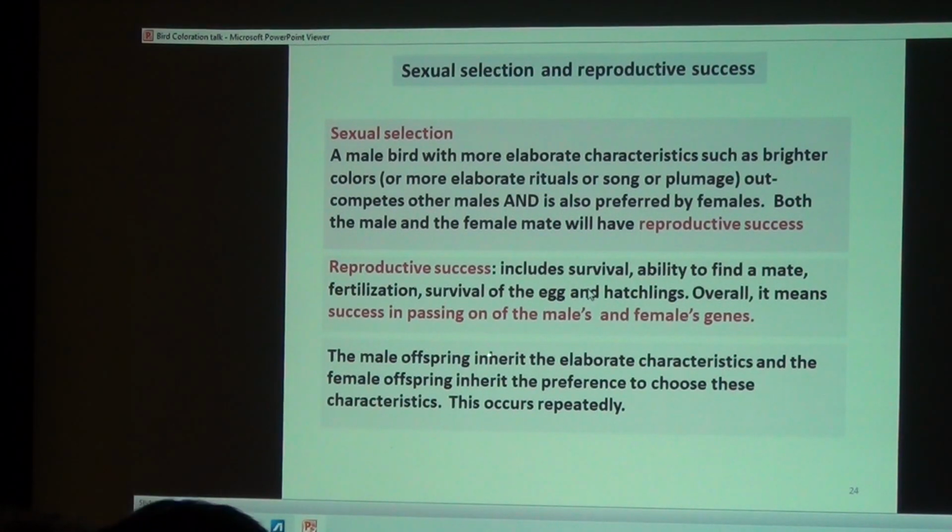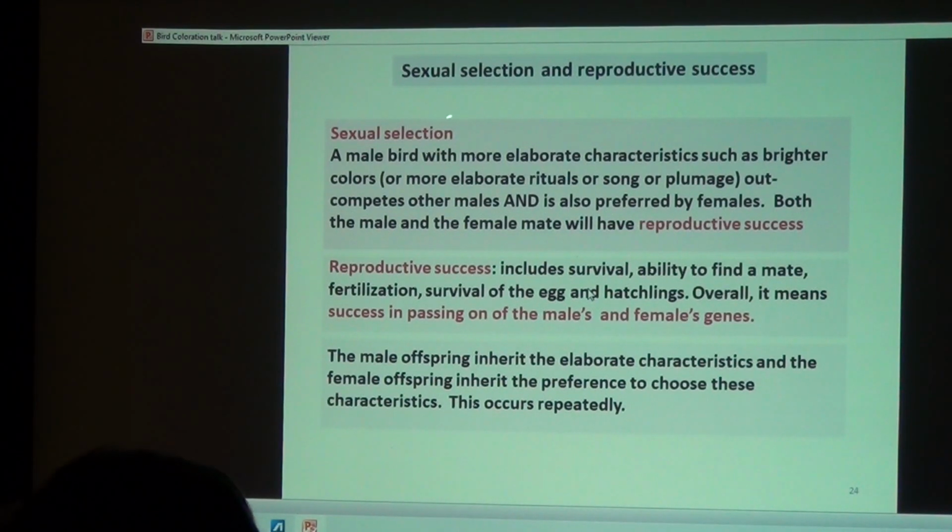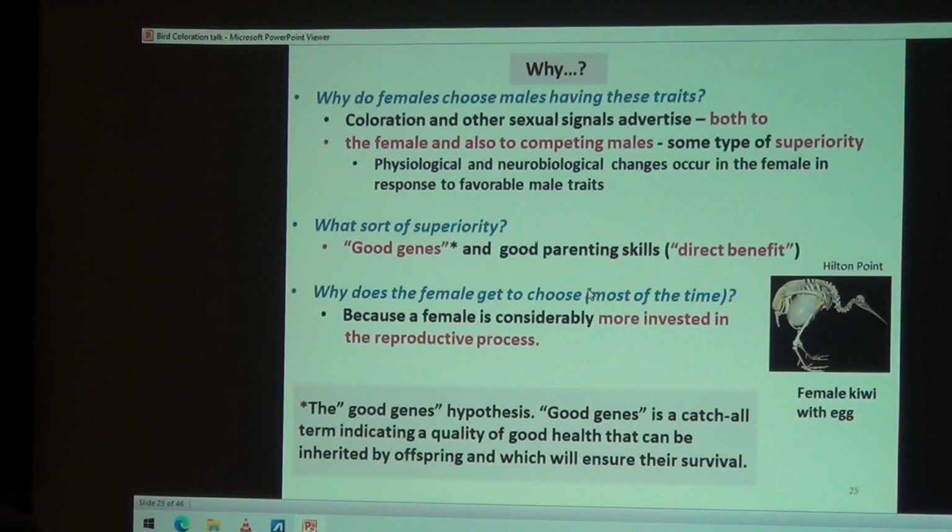So the male offspring inherit the elaborate characteristics, and the female offspring inherit the preference to choose these characteristics, and this occurs repeatedly. Now, mind you, here we may not be talking about large differences. There may be subtle differences, but the female can tell the difference. So they're not hugely different, these other males that this particular male is competing with.